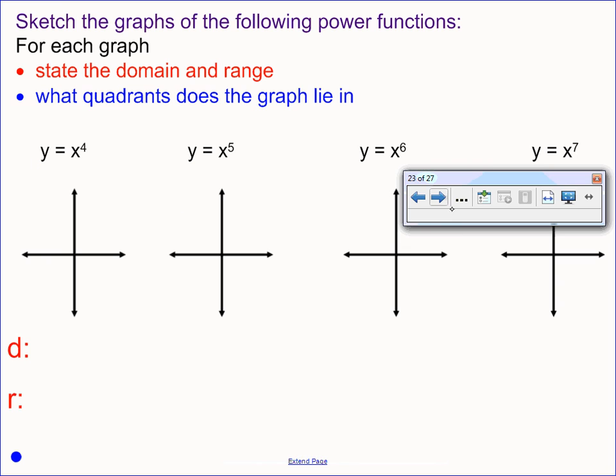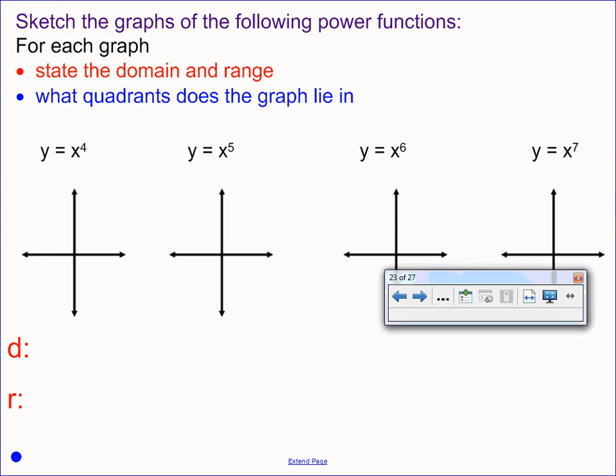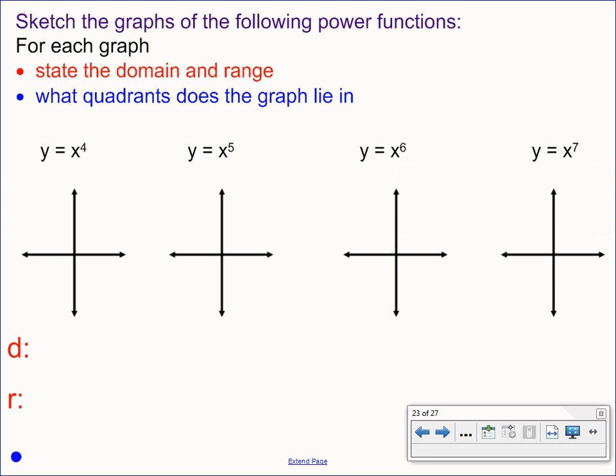Let's go ahead and, for each graph, state the domain and range, in what quadrants the graph lies, and make a quick sketch. So here we go. y equals x to the 4th. Is the exponent even or odd for my first graph? Casey? Even. So is this going to look like the squaring, or is it going to look like the cubing? Carson? Squaring. Good. So my basic graph without a scale is just going to be a bowl shape.